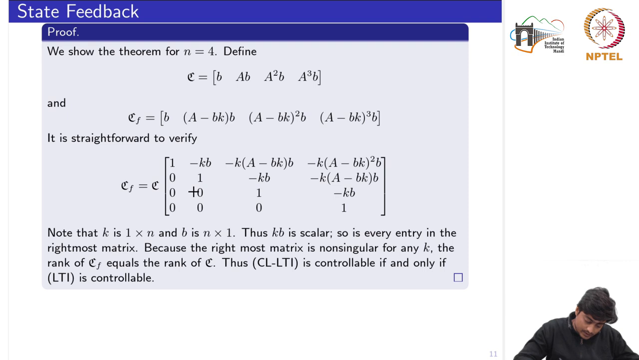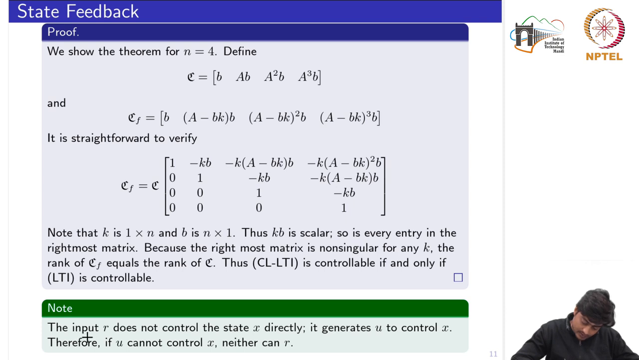Note that K is 1 cross n, B is n cross 1, thus KB is definitely a scalar, and so is every entry in the rightmost matrix. Now because the rightmost matrix is non-singular for any K, being upper triangular, the rank of CF always equals the rank of the controllability matrix of the plant. Thus the closed loop LTI system is controllable if and only if the plant itself is controllable.